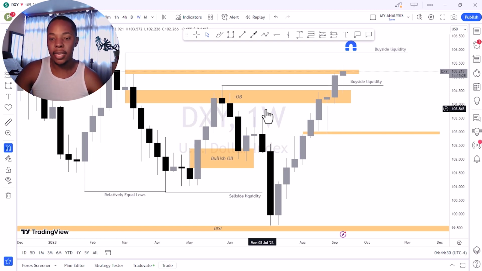So firstly, before I get into anything, I start with the dollar index, because it gives me an idea of how the rest of the forex pairs, or even the indices, will be moving in the coming day, week or month. So I like doing a top-down analysis first on the DXY before I check anything else, so I know what I'm looking for.